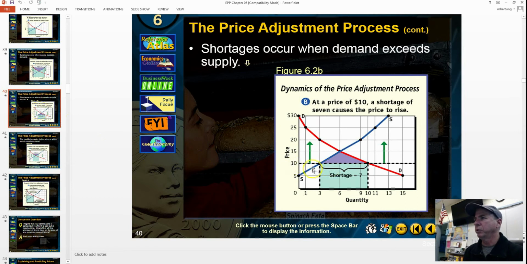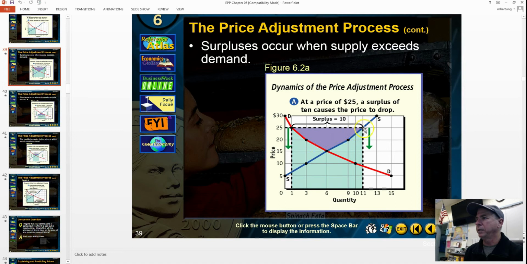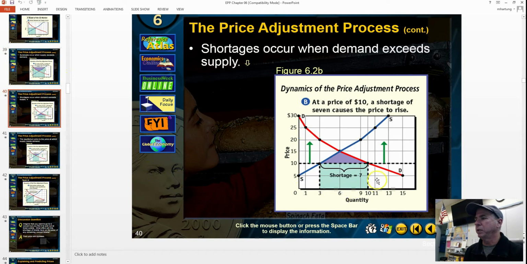So here's the shortage. Now remember, a shortage occurs when the demand exceeds the supply, whereas before we had the supply exceeding the demand, or the supply was greater than the demand. Here now with the shortage the demand is greater than the supply. So now the price is lower at $10. What occurs? There's a shortage because the demand is at 10, but the supply is only at 3. Suppliers are not interested in supplying that much merchandise at this low price. And so it creates a shortage of 7, 10 minus 3 equals 7. And so then you shade in this area here.